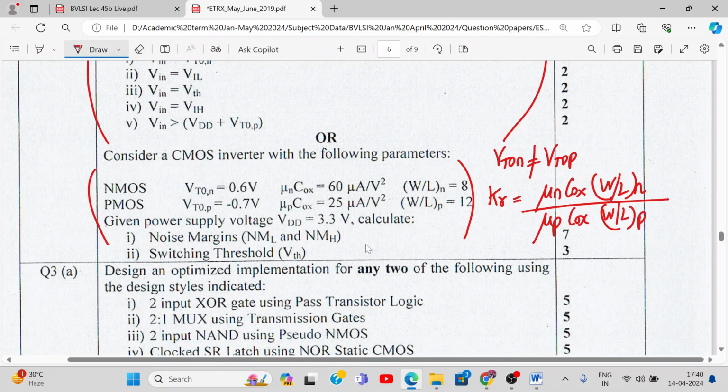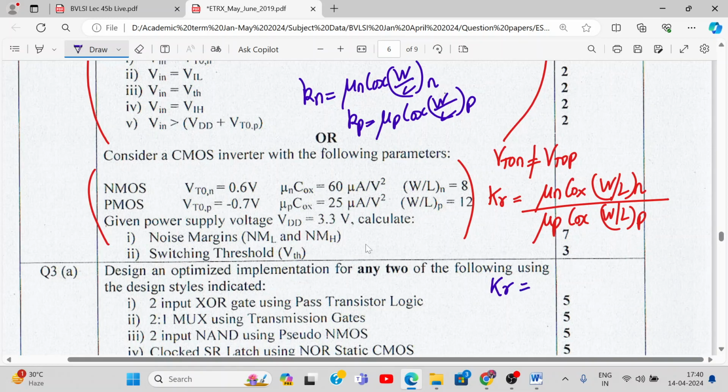So what they have given is, instead of asking you Kn and Kp directly, what is Kn given by? You should know this. Mu n Cox W by L. And what is Kp given by? Mu p Cox W by L of P. That's it. Now substitute these values over here: 60 into 8 divided by 25 into 12, and solve this. So what is the inverter ratio here? 1.6, right? That's it. And then all the steps are the same.